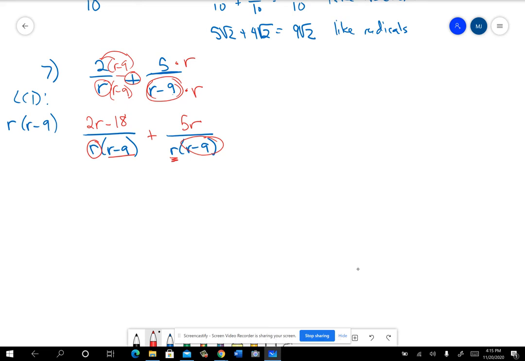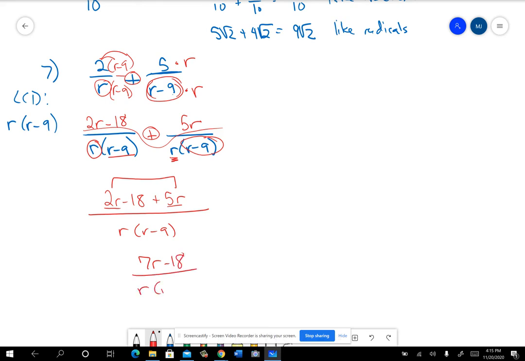So now what I've got is 2r minus 18 plus 5r all over r times r minus 9. Once you get a common denominator, then all you do is add or subtract the numerators, whatever it says. This one said add. While you're doing that, if it makes sense to you, you could have combined your like terms. If you didn't do it earlier, that would become 7r. So we have 7r minus 18 over r times r minus 9.